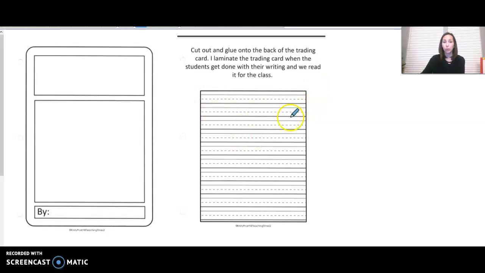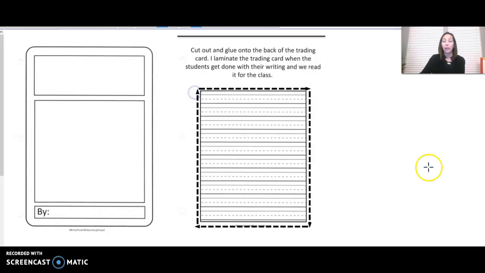And when you're finished with your writing, you'll want to take your scissors and just cut along the outside of your writing pages. So if you only used one page, you would just cut out one. If you use 2 pages, you would cut out both of those right along the lines. Don't cut out your writing. You want to cut along here where you see the dotted lines.